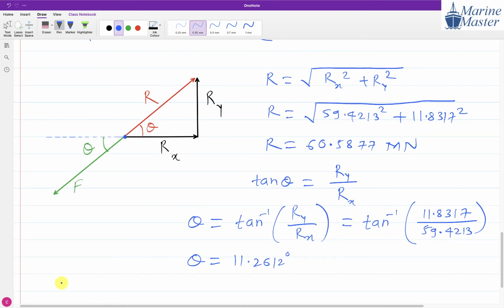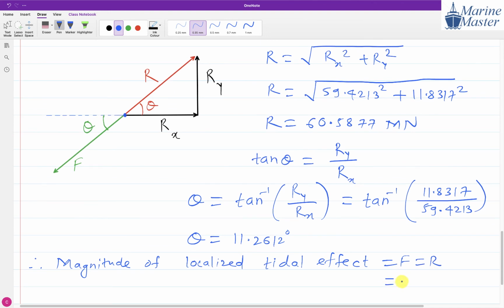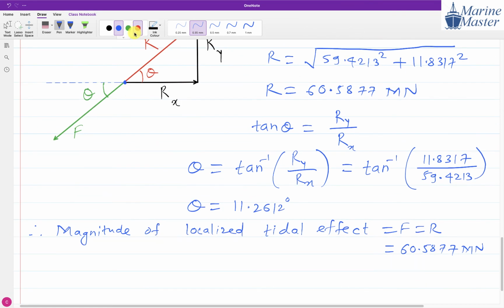Therefore, what will be the magnitude of the localized tidal effect? That magnitude will be equal to F, and F value is equal to R, and that value is 60.5877 meganewton. So we got the magnitude of the localized tidal effect.